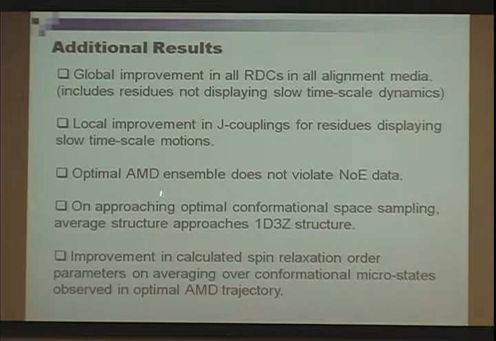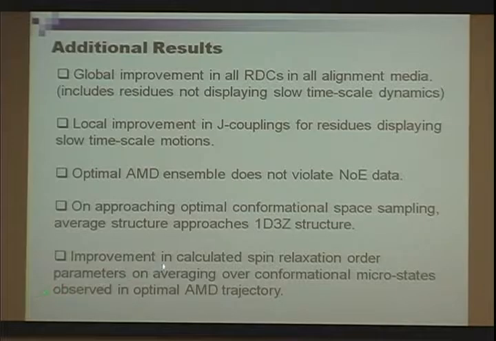Our optimal AMD ensemble does not violate NOE data, which is very important for NMR people. And on approaching the optimal conformational sampling space, the average structure that we get approaches a single copy representation obtained from ADBAX, this so-called 1D3Z structure, which is using all the available NMR data as restraints. So it seems that even though we're sampling more conformational space, we're actually sampling around an average structure that matches up very well with probably the highest resolution NMR structure that actually exists.